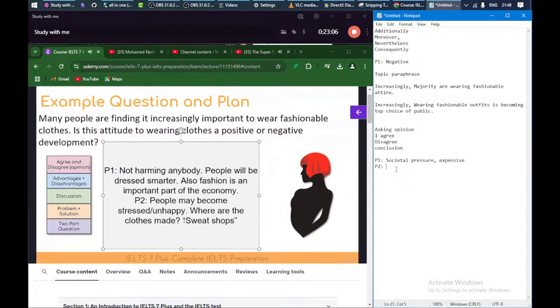Okay, let's read this back. Paragraph 1. Not harming anybody. People will be dressed smarter, which might be nice. Also, fashion is an important part of the economy. It provides jobs and work for plenty of people.